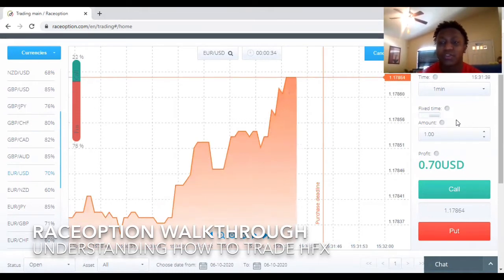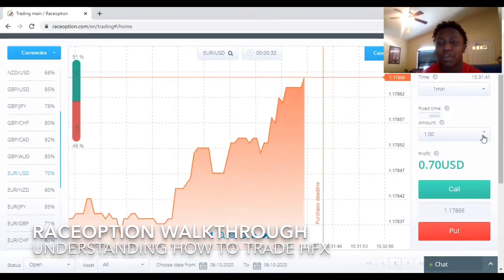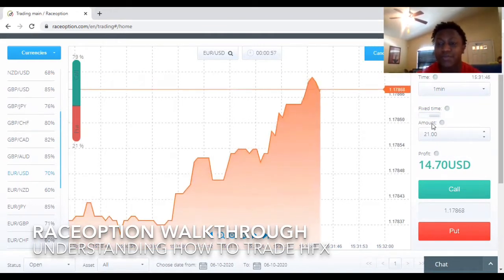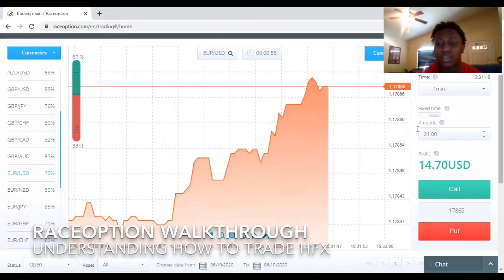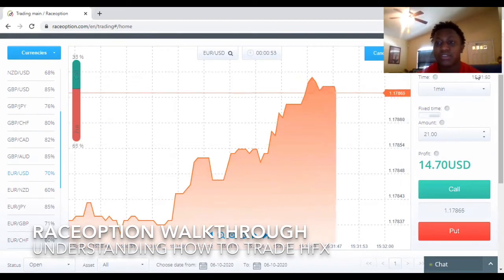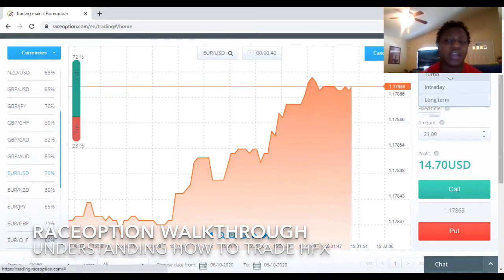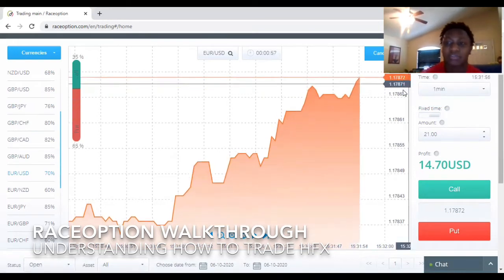So we can go here to where it says amount. It could be anywhere from $1 to $11 to $20, and this is the amount of money you're risking to trade with. And as you can see, you have different types of options to trade. Turbo, which means you're getting in and out of the market within minutes, and you have time.